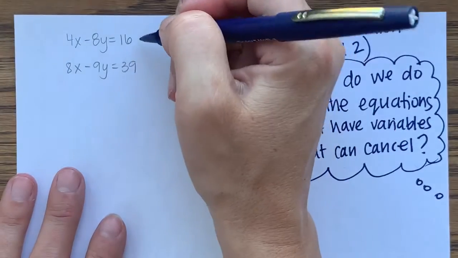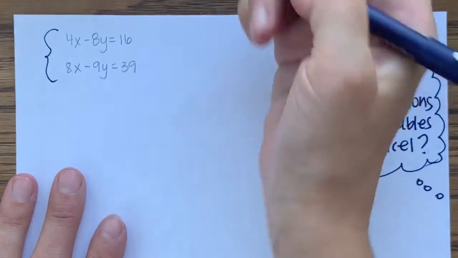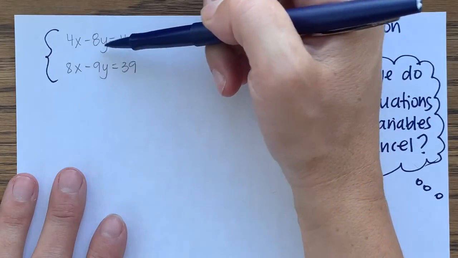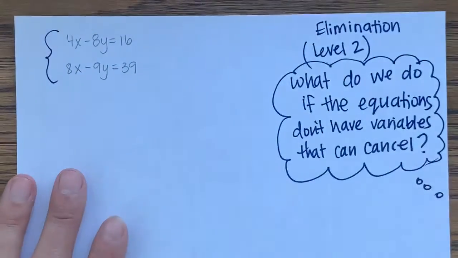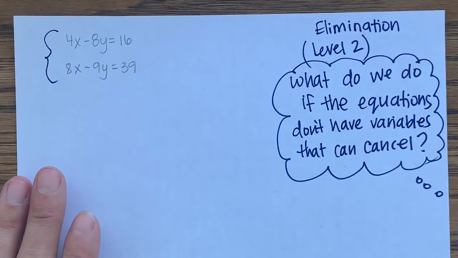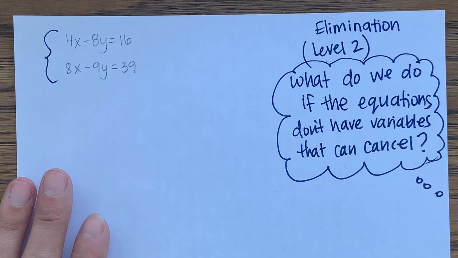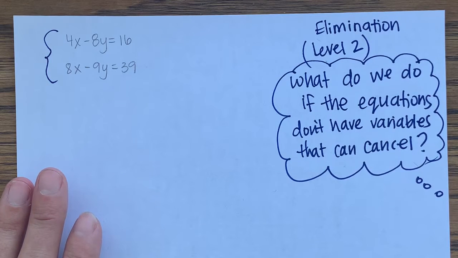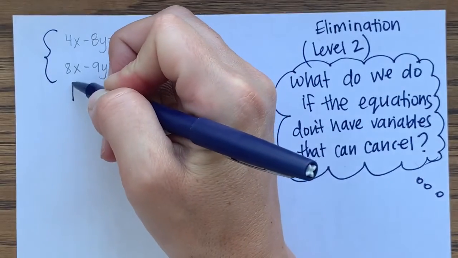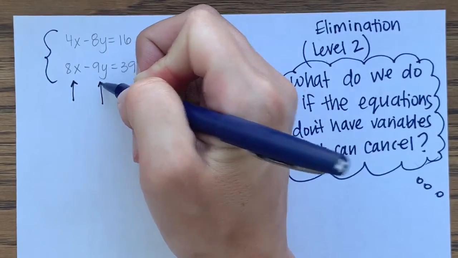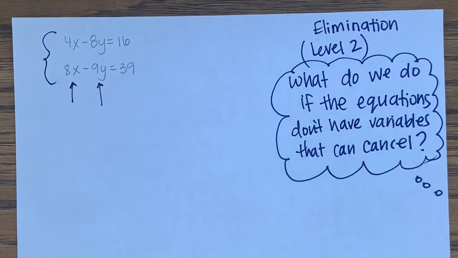So when we have a system of equations like this, we have 4x minus 8y equals 16 and 8x minus 9y equals 39. And right now, if you've noticed, neither of these equations have a really easy elimination that's obvious. And so we have to create one. So what you do is you look at your x's and you look at your y's and you decide which one you feel like multiplying.